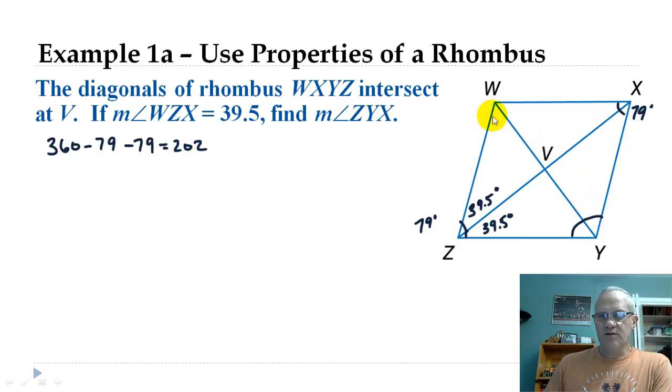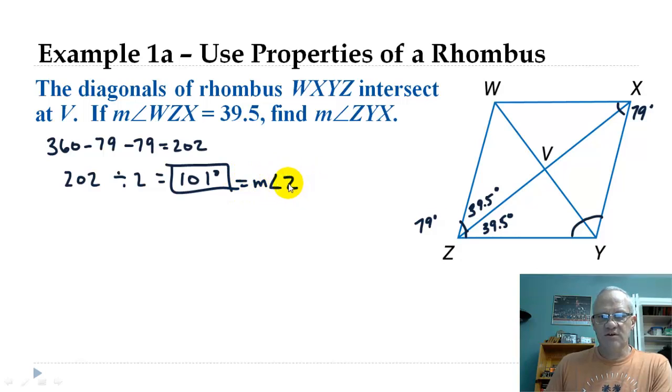So what's left between the whole entire W and the whole entire Y is 202 degrees. Well, doesn't the whole entire angle also have to equal W, have to equal Y? Yes. So they both have to be the same. So if I have 202 left, all I have to do is divide that by 2, and each one of those is 101 degrees. So in this case, the measure of angle ZYX would be 101 degrees. If you wanted the measure of ZYV or XYV, you could just divide 101 by 2, and that would tell you each one of those individually.